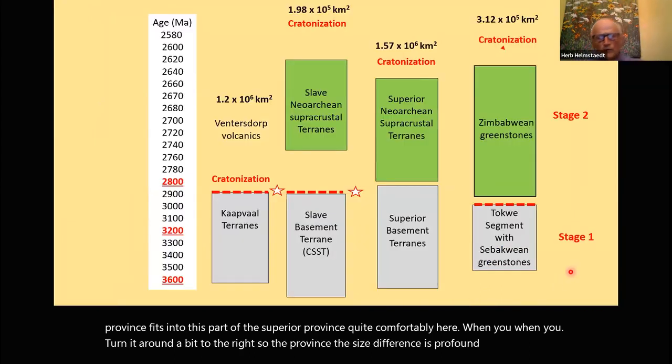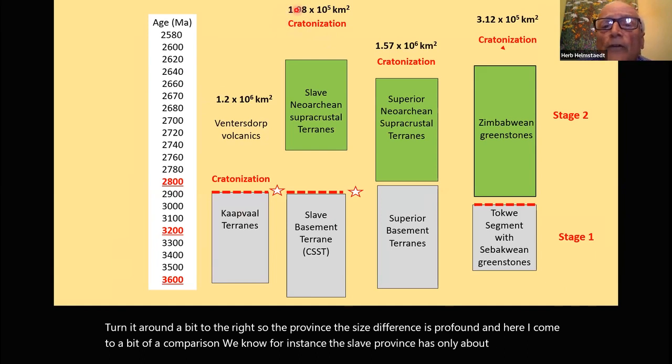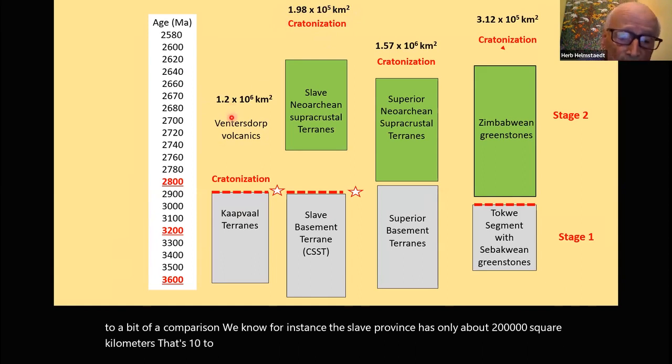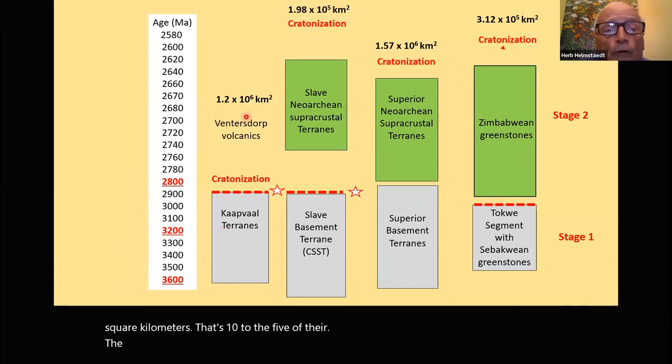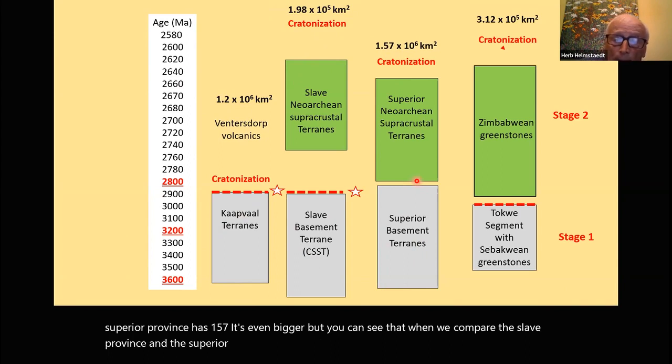And here I come to a bit of a comparison. We know, for instance, the Slave Province has only about 200,000 square kilometers. That's 10 to the 5 up there. The Kaapvaal Craton, 1.2 times 10 to the 6. So this is over 1 million square kilometers. The Superior Province has 1.57. It's even bigger.